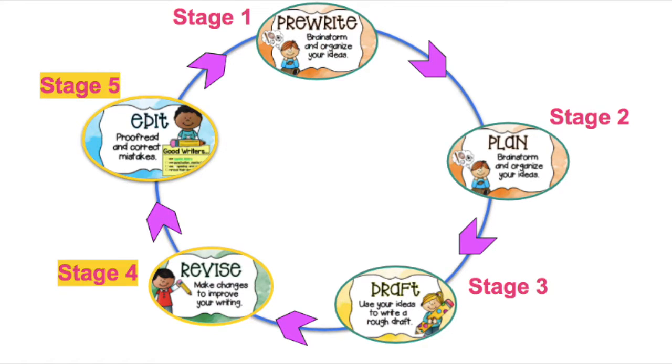Now, some of us are also in stage 3, which means that we're writing some paragraphs. If you are in stage 3 and 4 and 5, that is totally fine and normal. We go back and forth between all of the stages in writing all the time. That's the really cool part about writing.